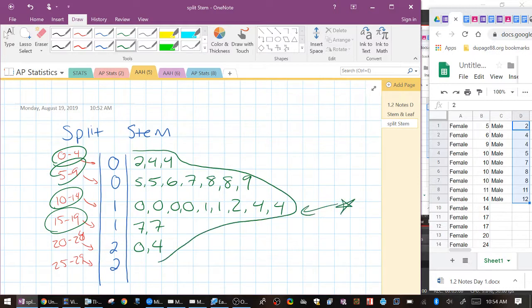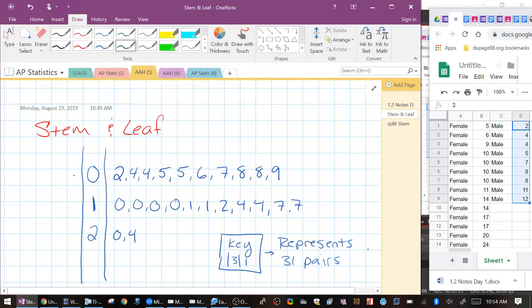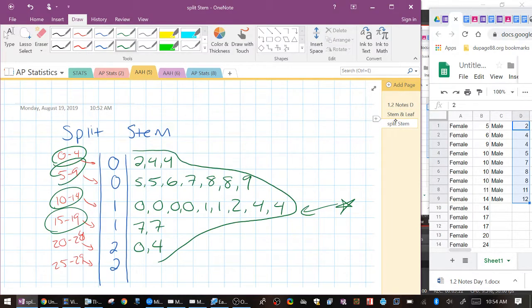Okay, so we're going to use a split stem if in our original stem and leaves, we only have maybe 3 branches and they're really, really long. To make it a little easier to work on, you could always go with that split stem.